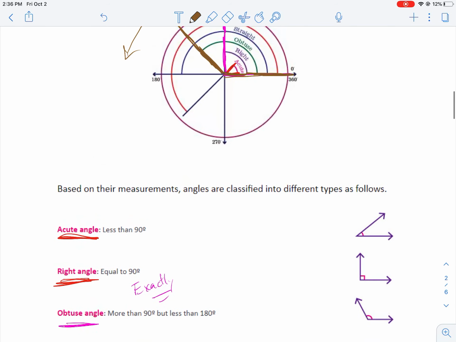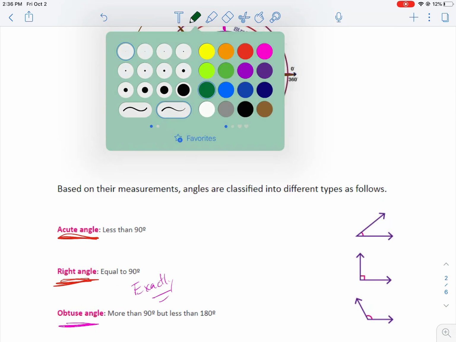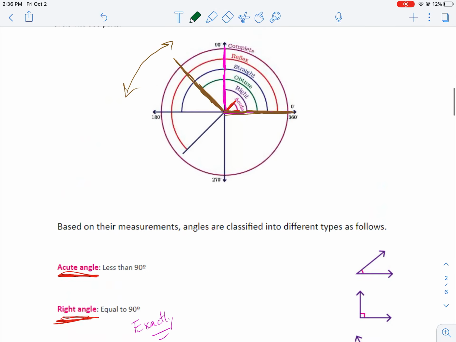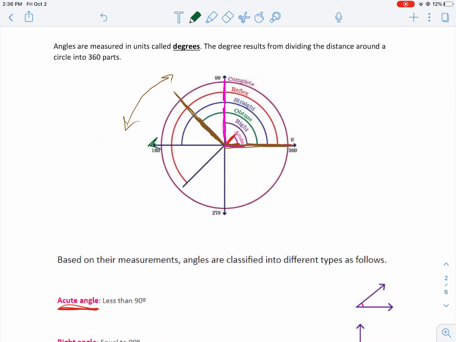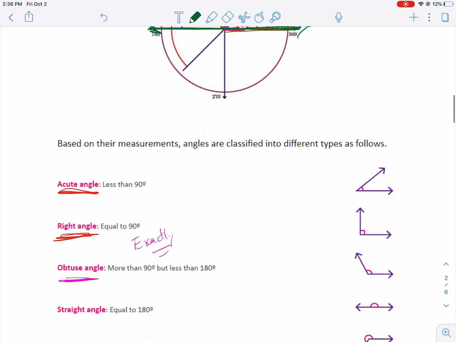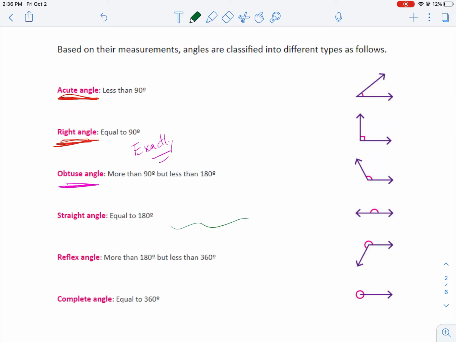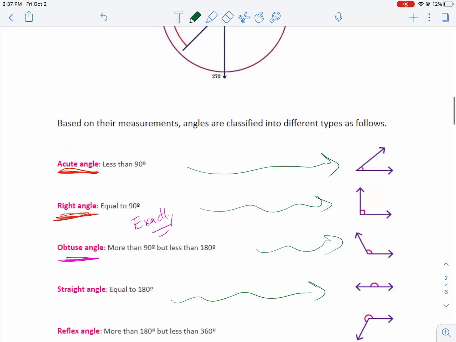All right, we'll go green. The next one is a straight angle. And a straight angle starts over here and goes all the way straight across, creating a nice straight line. Okay, so there is our straight angle. Again, there's pictures over here so you guys can see what they look like. Okay, a reflex angle is one that continues past 180 but stays under 360.